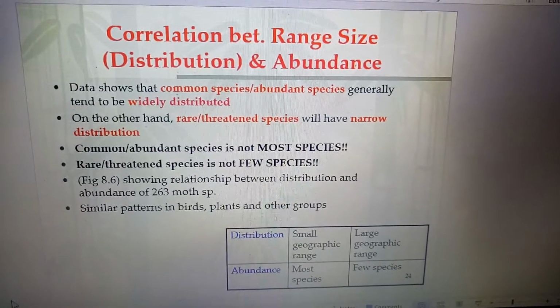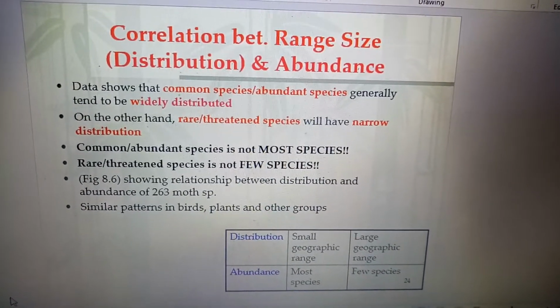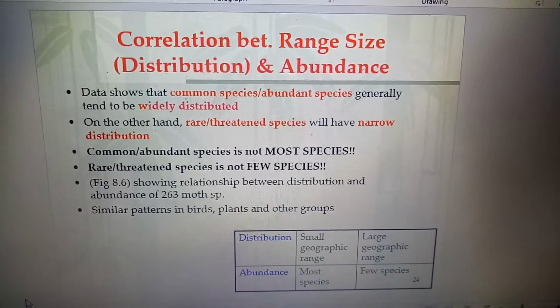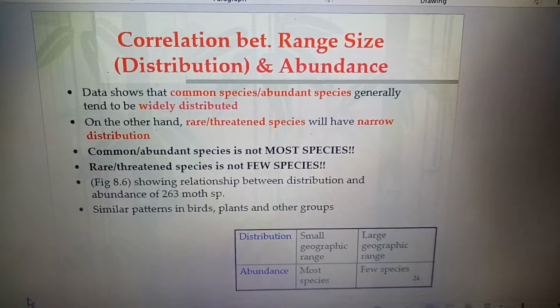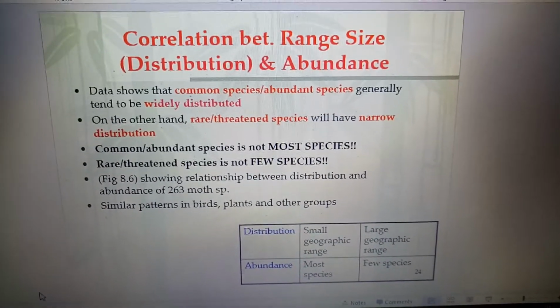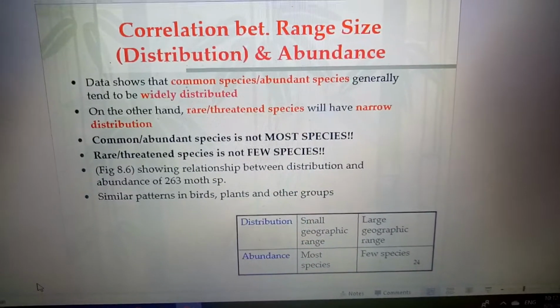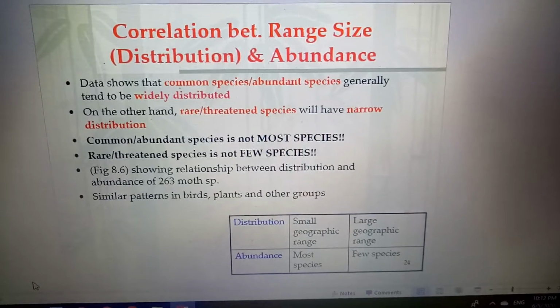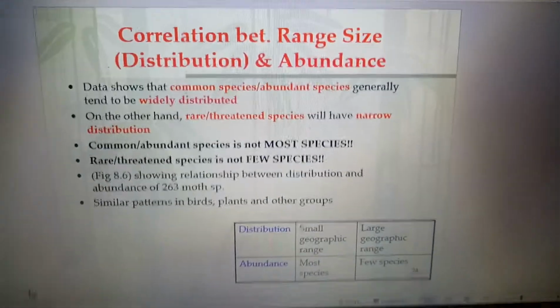If you look at figures 8.5 and 8.6 later on, they show the relationship between distribution and abundance of 263 more species. There is a similar pattern in birds, plants and other groups. For a small geographic range you have more species with abundance, and for a large geographic range you only have few species.